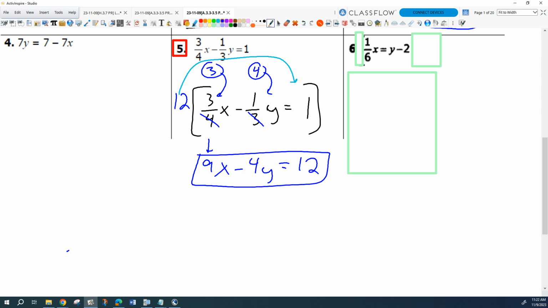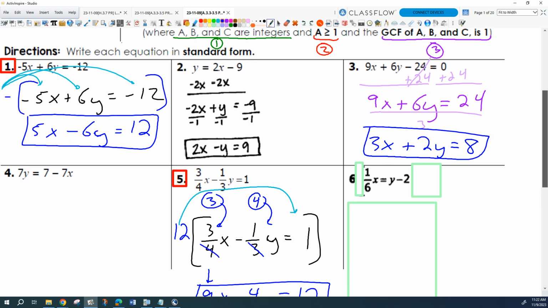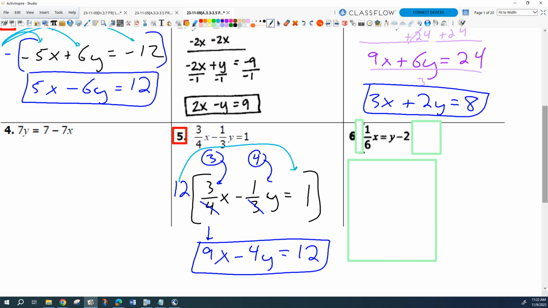All right, you guys, real quick. We're gonna make this as quick as possible. Do number 6, please. Go to the boards and try that real quick. See if we can do this in like 2 minutes.